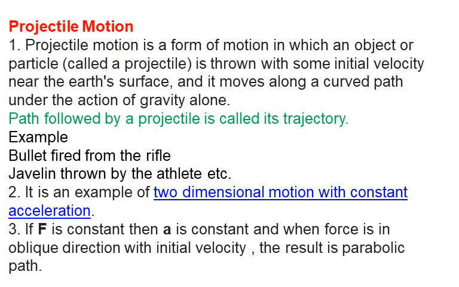Projectile is the name given to any body which, once thrown into space with some initial velocity, moves thereafter under the influence of gravity alone, without being propelled by any engine or fuel. And the path followed by the projectile is called its trajectory. Examples of projectile motion are a javelin thrown by an athlete, a bullet fired from a rifle, a stone thrown horizontally from the top of a building.